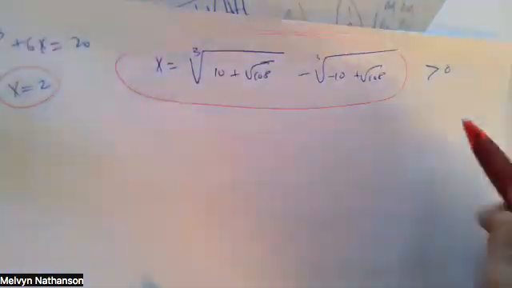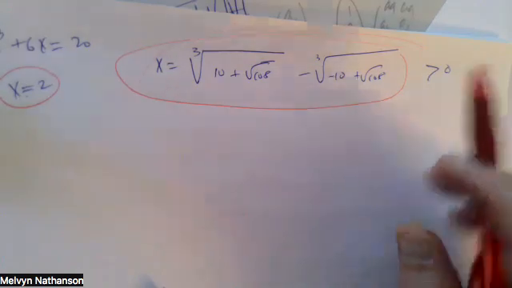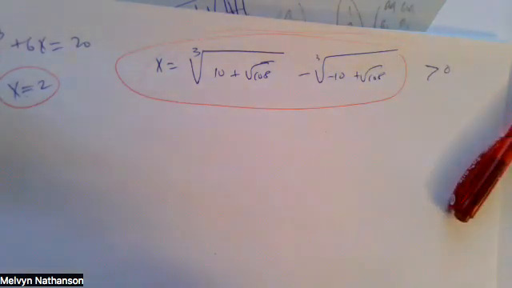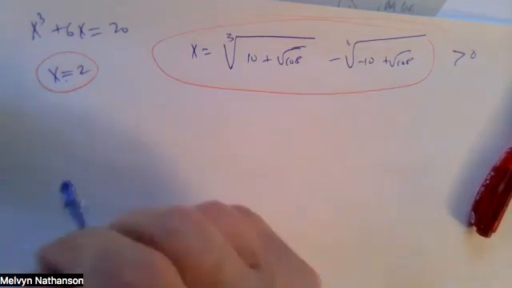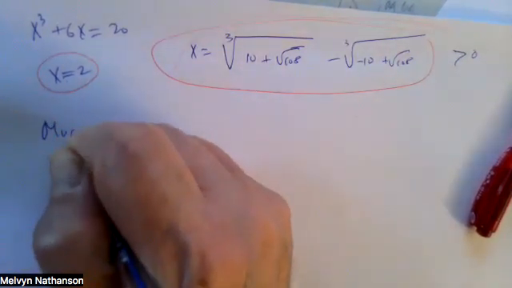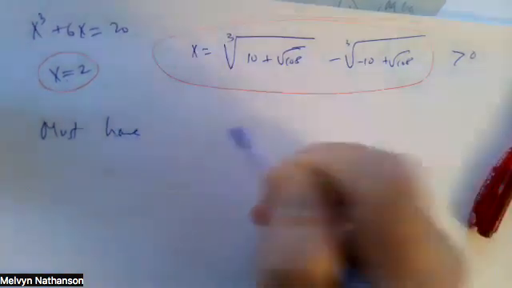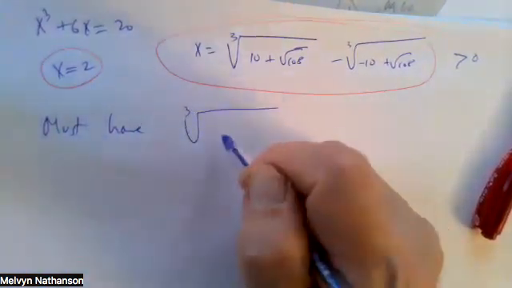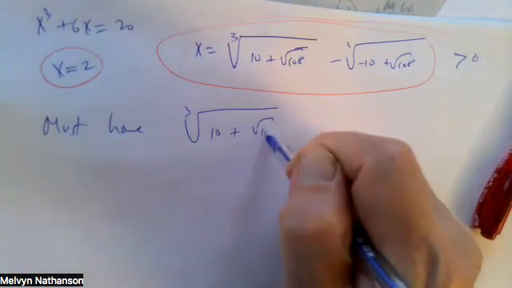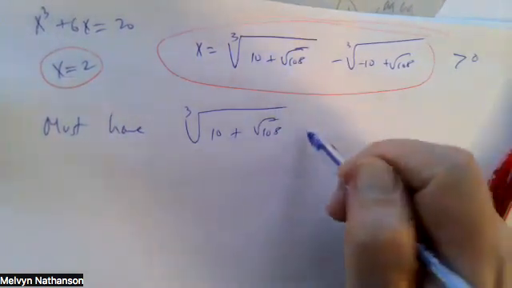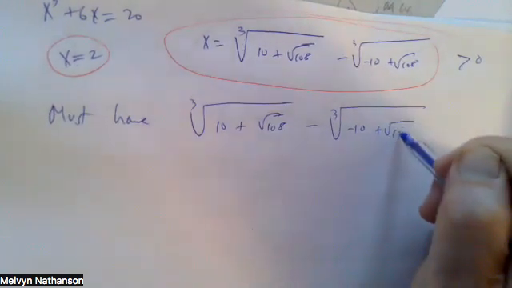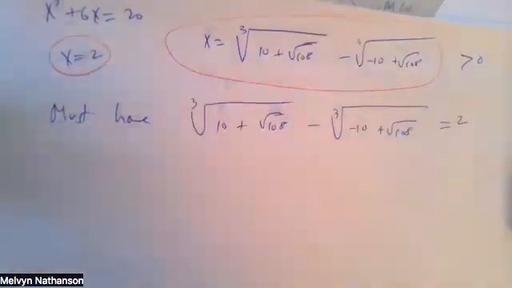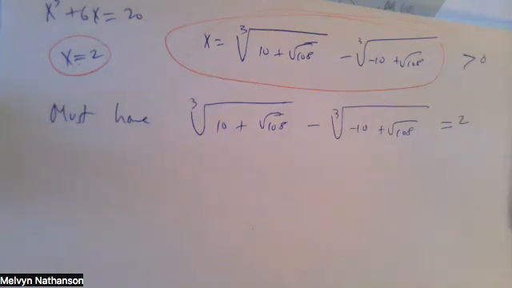And this messy looking thing is another positive number that solves this equation. But there's only one positive solution, right? That was the argument we just gave. So we must have that the cube root of 10 plus the square root of 108 minus the cube root of minus 10 plus the square root of 108, that's just equal to 2. It's just a funny way of writing 2.